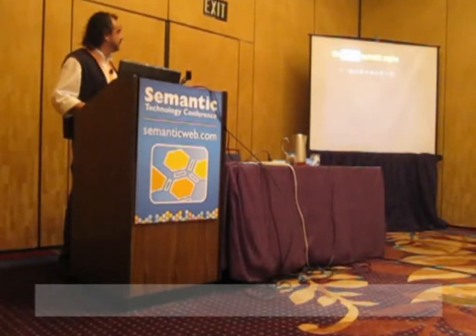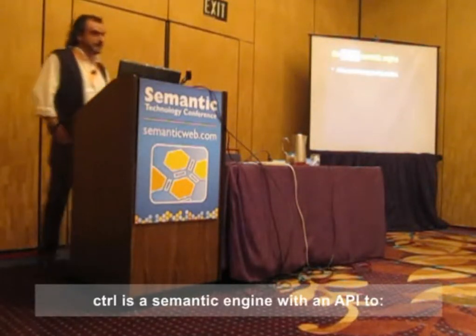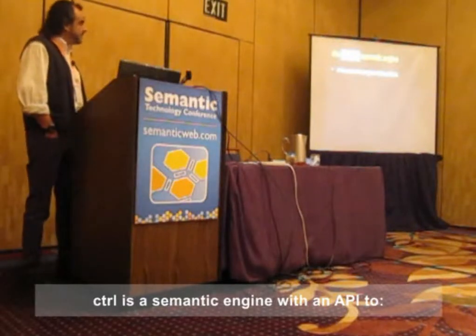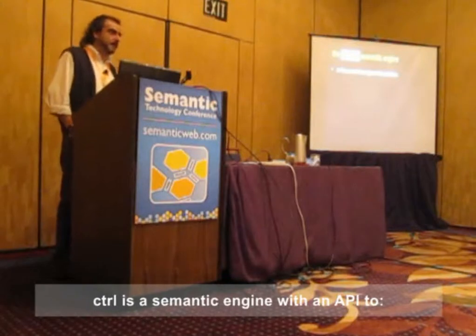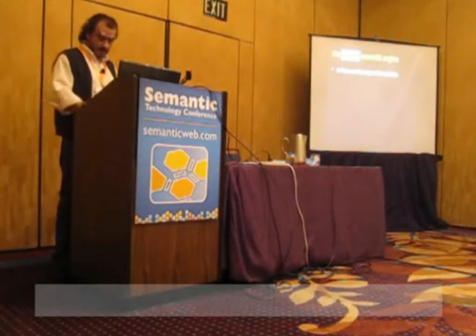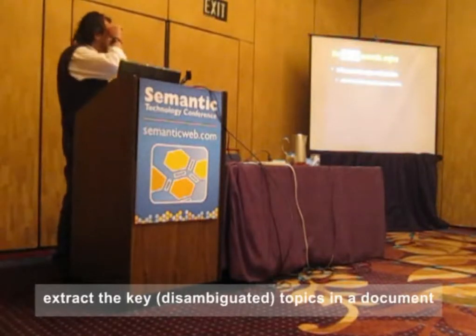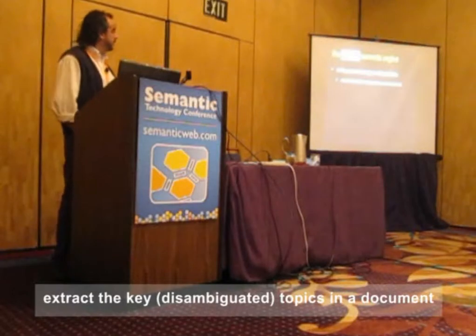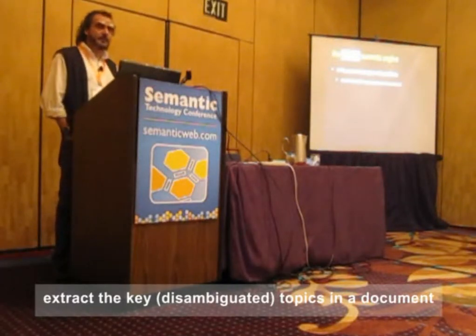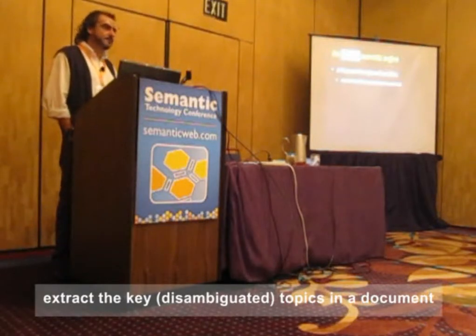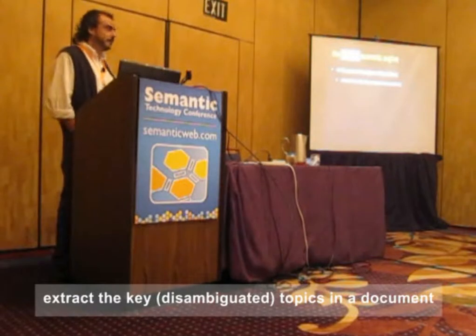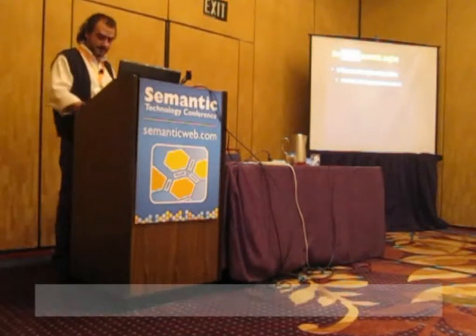All right, so the Control semantic engine. It's really an engine in the sense that it's not a final product of any kind. It's not a service. It's an engine with an API to do the following. You can use Control to extract key topics from any document. And later on, we will see what we mean by topics. They are not phrases. They are not words. They are semantic objects that we will discuss.